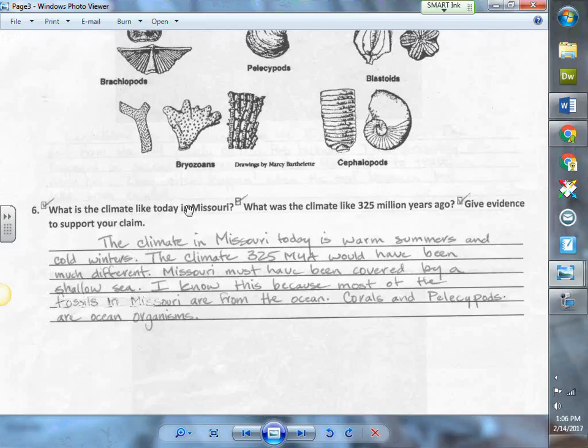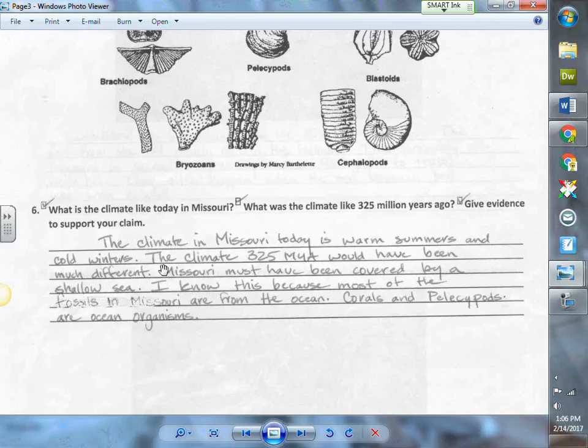And you'll notice, look at this too. What is the climate like in Missouri? You'll notice that my topic sentence, I'm kind of repeating that question in my answer. That's a great strategy to start your paragraphs when you go to write them on Thursday. Repeat that question in your answer. The climate in Missouri today is warm summers and cold winters.